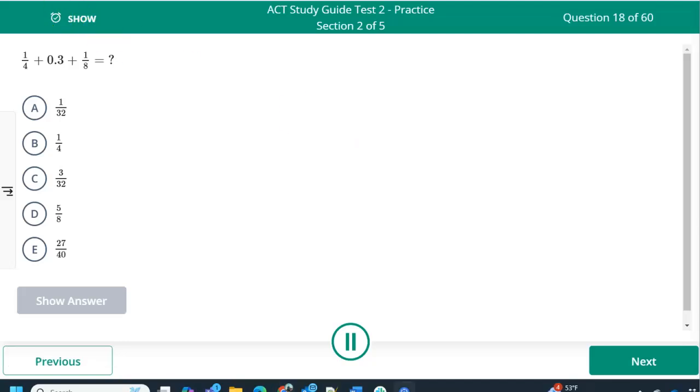One-fourth plus 3/10 plus 1/8 equals. All right. Well, we need a common denominator. What we have for denominators are 4, 10, 8. I'm thinking the lowest common denominator there is 40, but we can reduce it if it isn't. So let's convert these into the following.